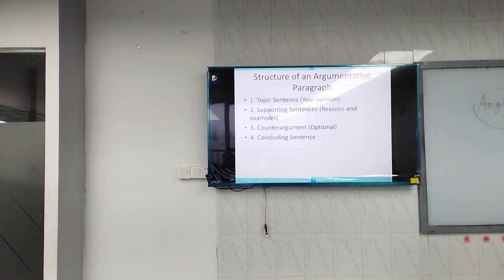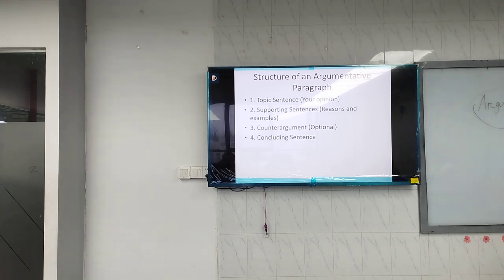The structure of this paragraph is quite similar to other paragraphs. Number one, we have to write a topic sentence. Here the topic sentence is your opinion, the main idea. In one sentence you just give your opinion, like marriage is good, or it is better than this. You have said something, then you have to give supporting details, like supporting sentences, reasons and examples.